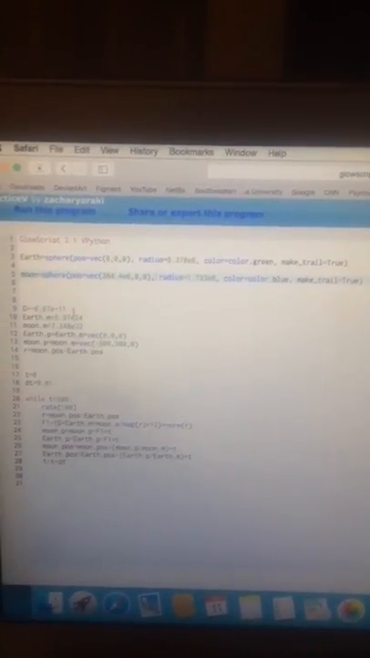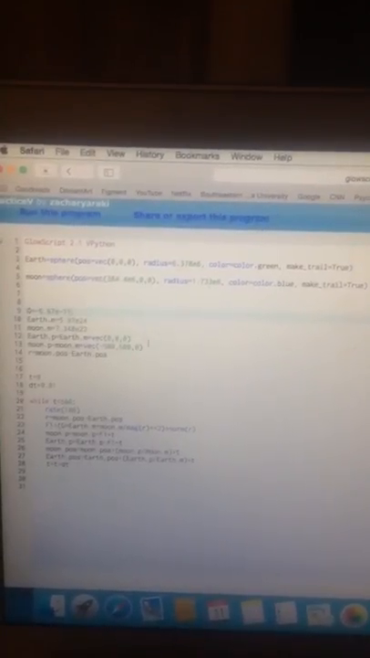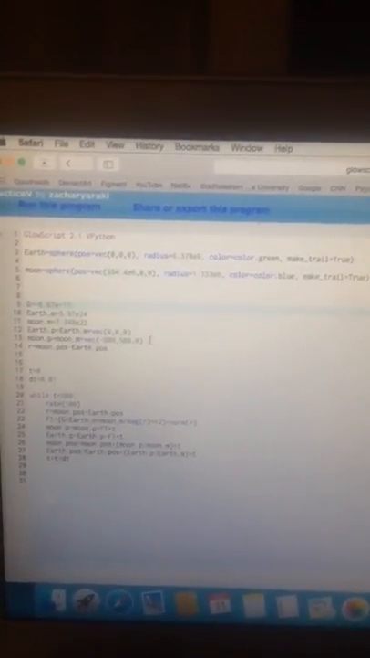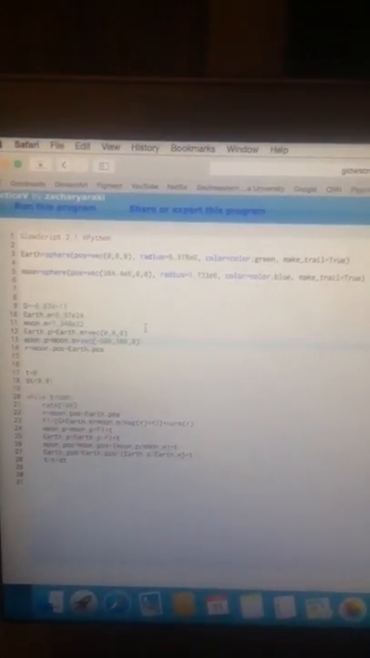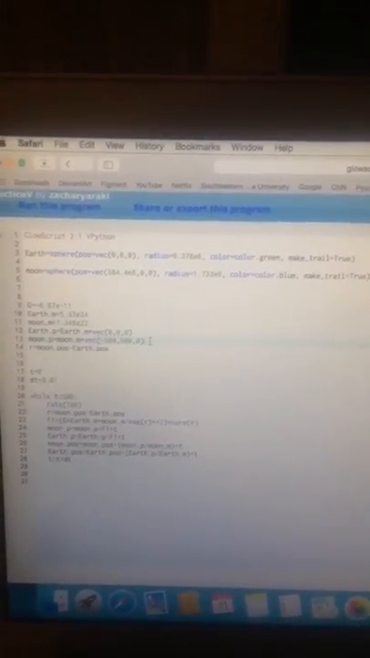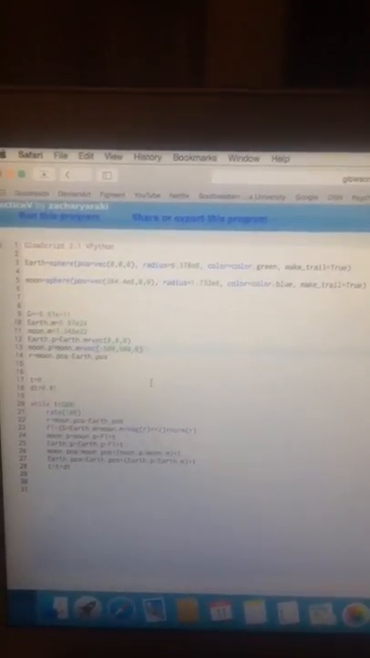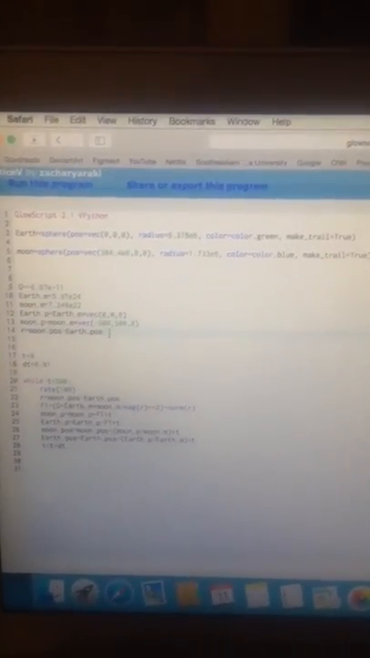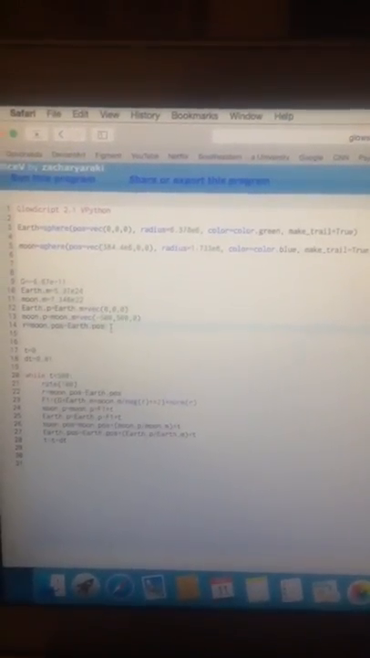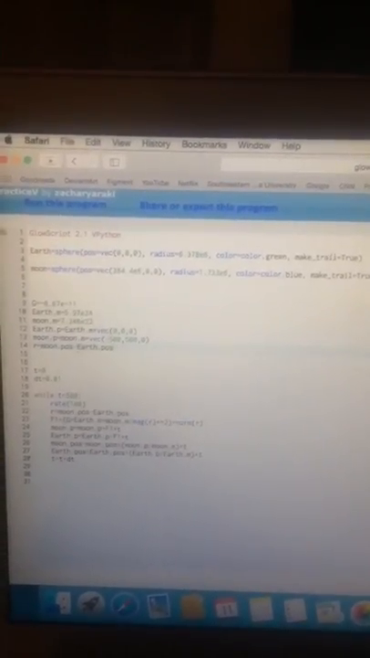I inputted my constants: G, the mass of the Earth, the mass of the moon. Calculated the momentums, just mass times velocity. I gave the moon an initial velocity of negative 500, 500, 0. I calculated r, the distance between the moon and the Earth.